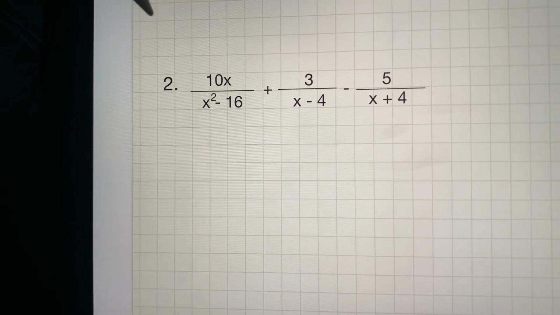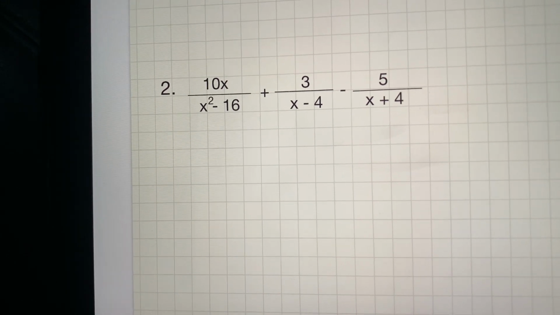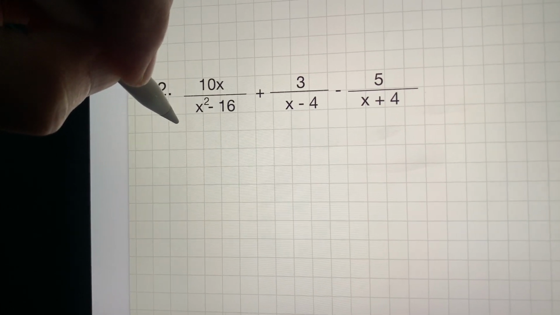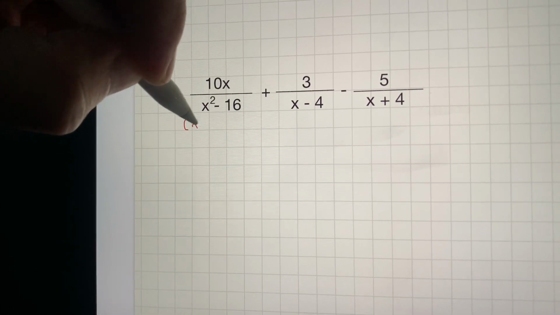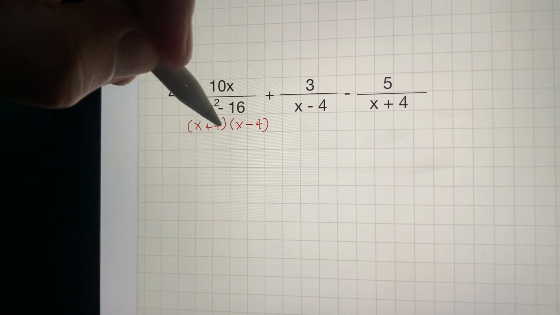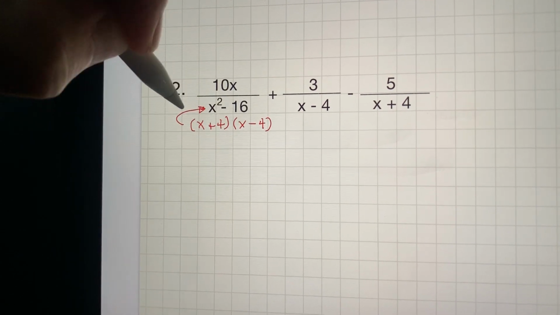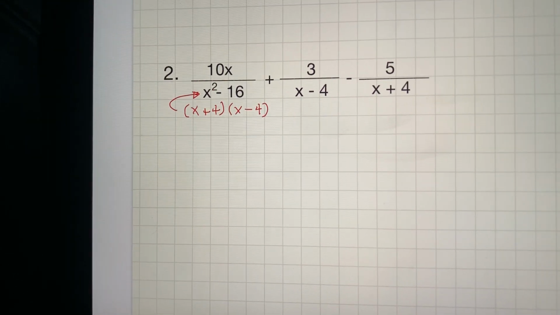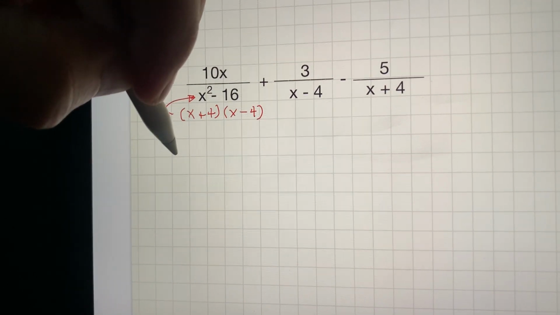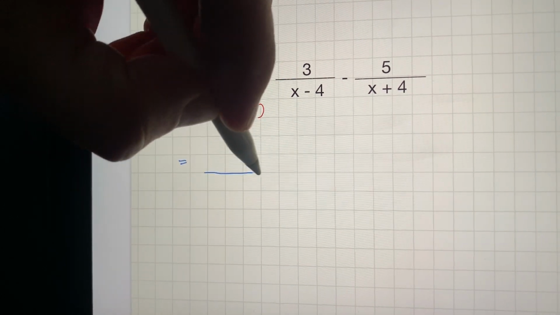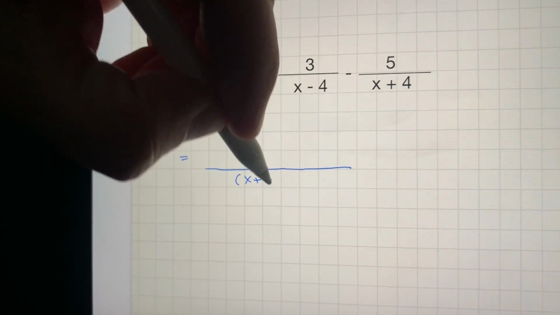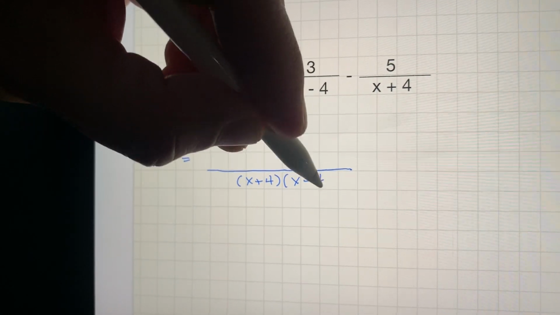So I know that my expression x squared minus 16, by difference of squares, I can write as x plus 4 times x minus 4. So that's equivalent. Okay? So with that in mind, then I can say the following. I can say that my common denominator would be x plus 4 times x minus 4.